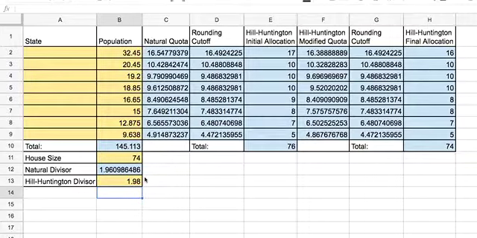I do want you to still know, how do they round? So if I ask you, how does Jefferson round? You need to know Jefferson rounds down. Webster, you need to know rounds at 0.5. Hill-Huntington, geometric mean. So if I give you just one set number and say, what's the geometric mean? You can still find that. Or you can round things appropriately. We need to see any of the other formulas in there. How does that look?